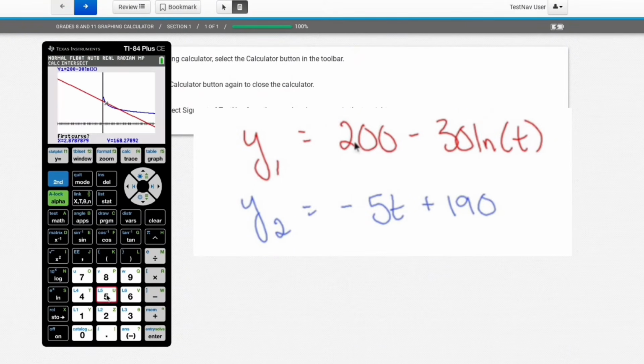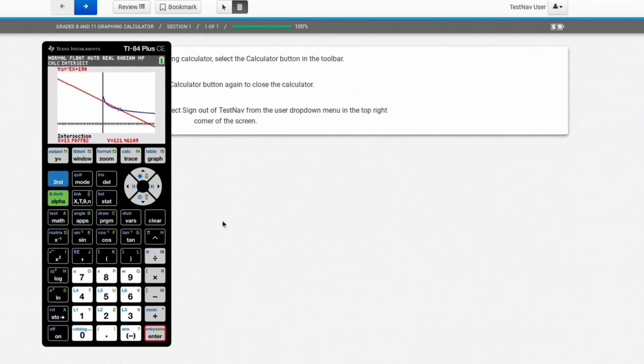So we have to hit intersect again. Second trace intersect. Let's go over here, make sure I get close enough, but not too close, just to the left of it. Hit enter. Move just to the right of it. Hit enter, always hit enter for guess, and it's giving me 13.7077, so 13.708 should be my answer. I'll run back to my calculator and confirm 13.708.